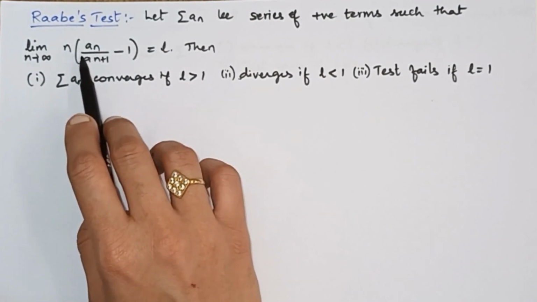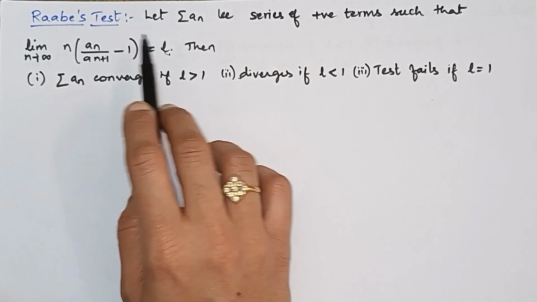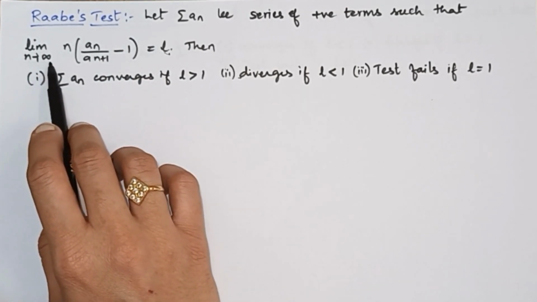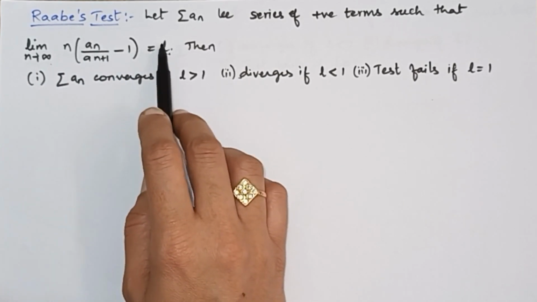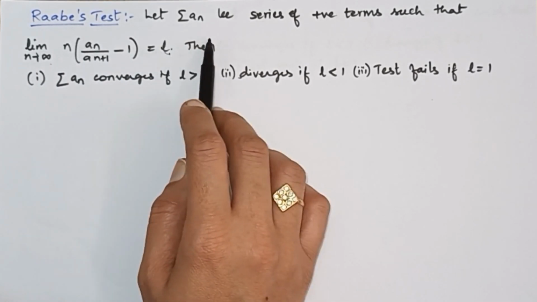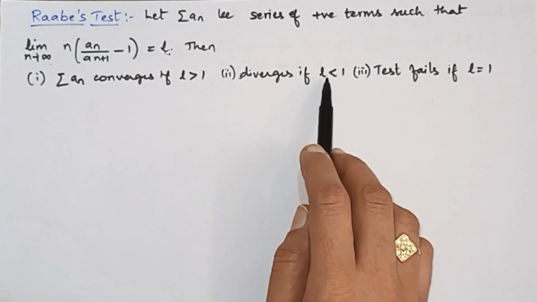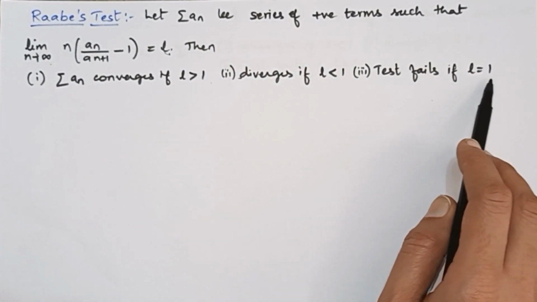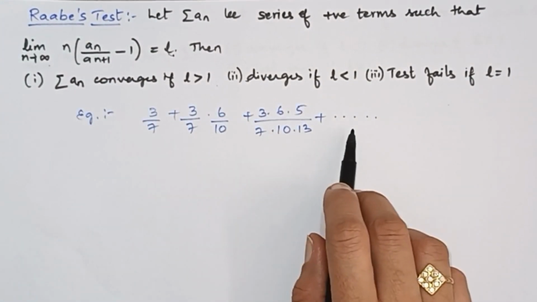Limit n tends to infinity n into (an by an plus 1 minus 1) is equal to L. If it is equal to some value L, then the series converges if L is greater than 1, diverges if L is less than 1, and the test fails if L equals 1. For example, consider this series.